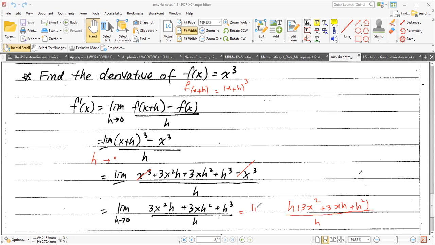Limit as h goes to 0. H and h cancel. And instead of h, you put 0 this time. This one becomes 0, right? It's just 3x power 2. You put 0 here instead of h, you get 0. You put 0 instead of h power 2, you get 0. So the answer is 3x power 2. So the derivative of x power 3 is 3x power 2.